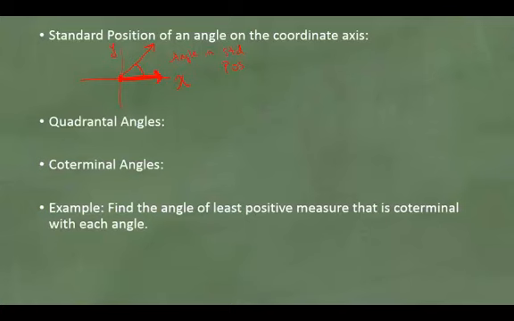Quadrantal angles, or angles that are multiples of 90. So all the ones we looked at before, from 0 to 90 degrees, from 0 to 180, from 0 to 270, and all the way around 360.